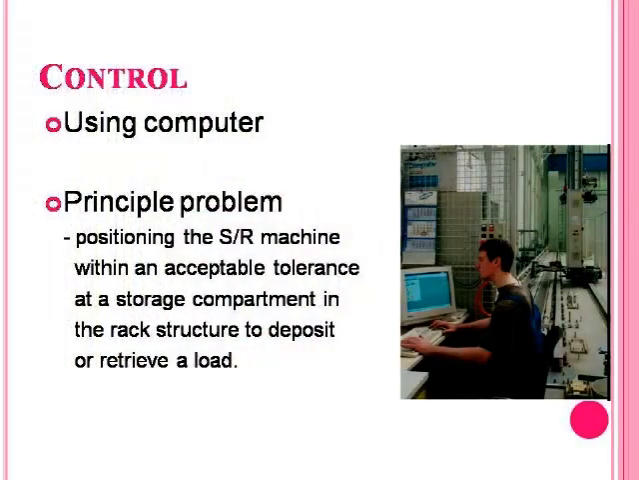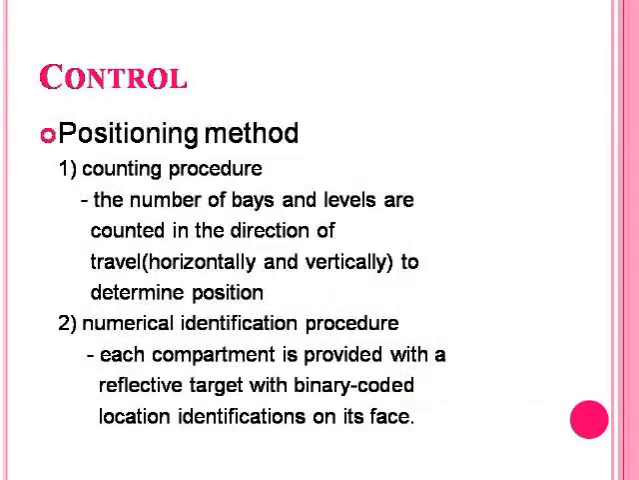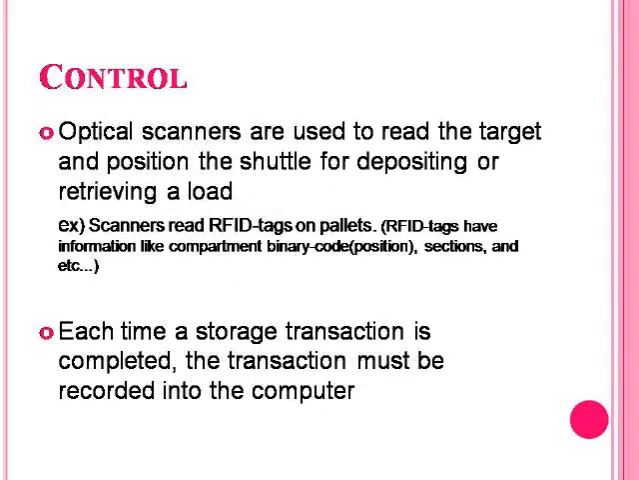The principal problem is positioning of the SR machine within the acceptable tolerance. It has storage compartments in the rack structure to deposit the unit. This problem can be avoided by having feedback sensing systems. One positioning method is the counting procedure. The number of bays and levels are counted in the direction of travel to determine the position. Another is the numerical identification procedure. Each compartment is provided with a reflective target with binary coded location identification on its face. Optical scanners are used to read the target and position the shuttle for deposition or retrieval of the load.